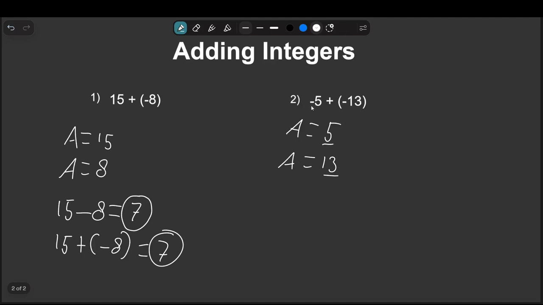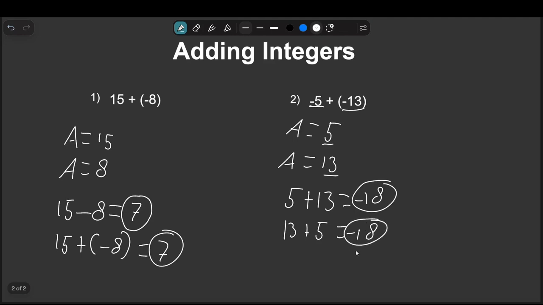We can see that both of these numbers are negative, negative 5 and negative 13. If you have two of the same signs, we can just add the two absolute values and then use the sign which the numbers came with. So we can just do 5 plus 13 or 13 plus 5, it doesn't matter, and we get 18. Now, we have two negative numbers, so we keep the negative and we get a final answer of minus 18.